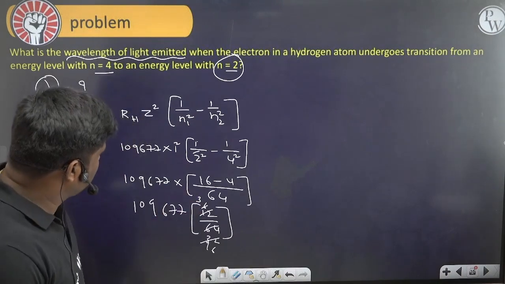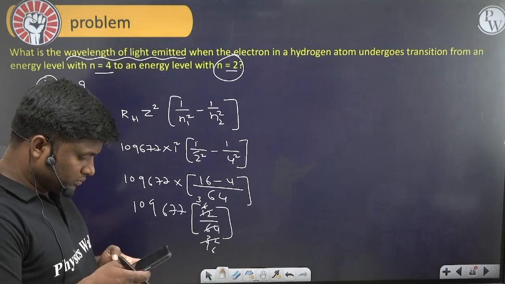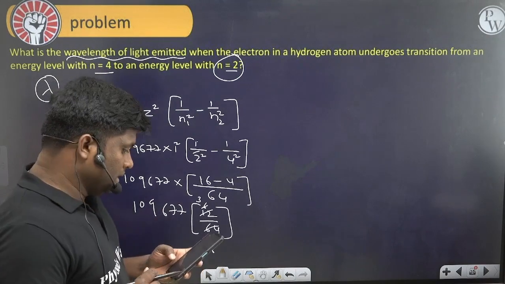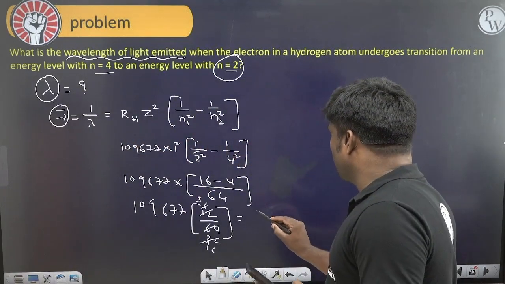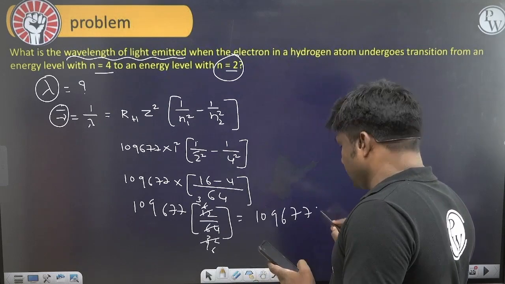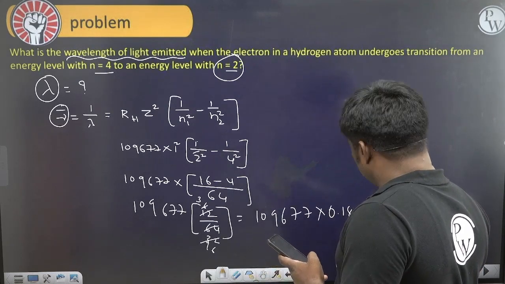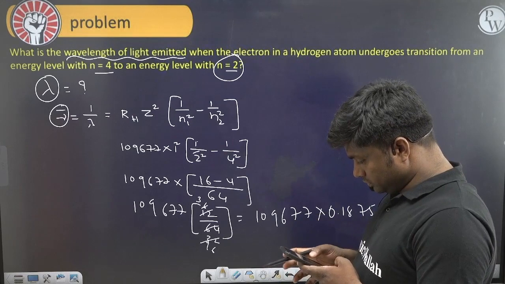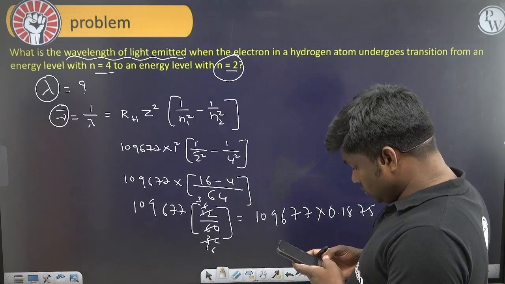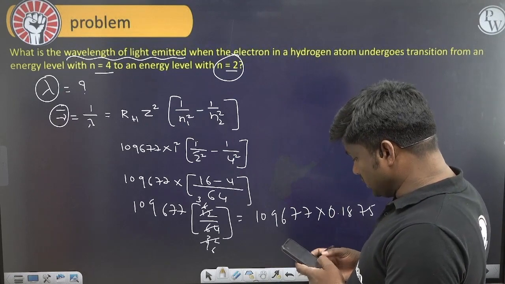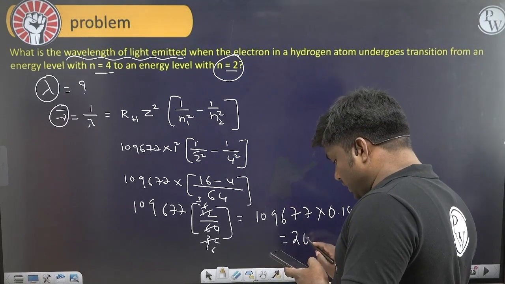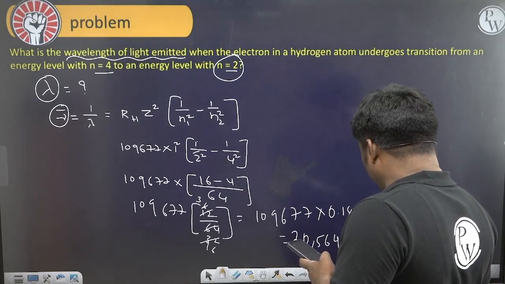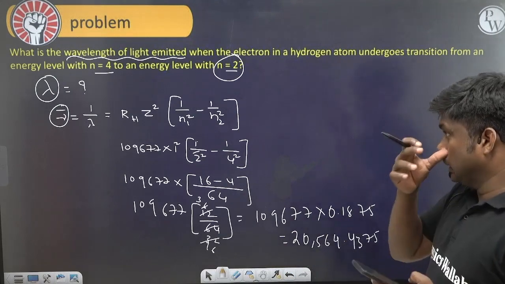We'll do it in the calculator. 3 by 16 is 0.1875. So nu bar is equal to 109677 into 0.1875. Multiply these two, and this is equal to 20,564.4375.